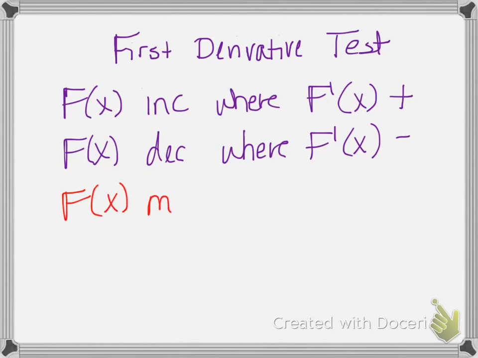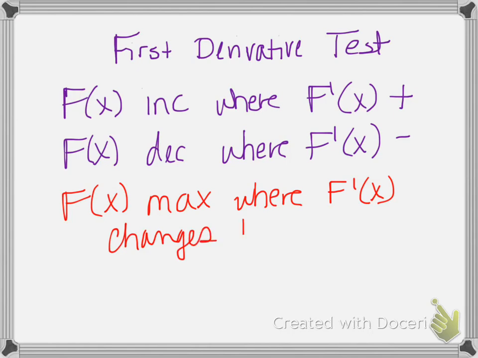Another thing that is important is f of x has a max where f prime of x changes from positive to negative. At that place, the derivative may be 0 or undefined, but the derivative does have to change from positive to negative in order for that to occur. And if you think about increasing to decreasing, that makes sense that up at that place where it would change, there would be a maximum.